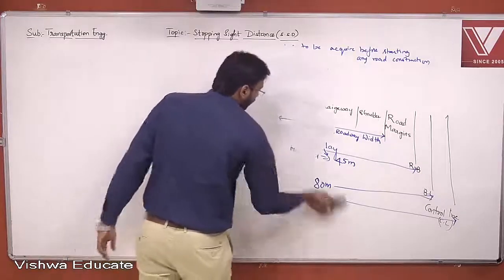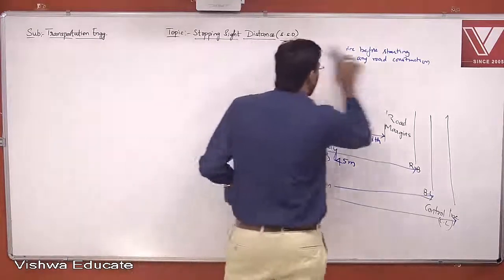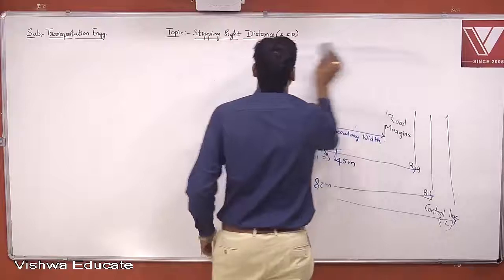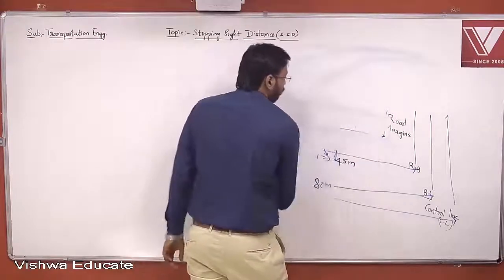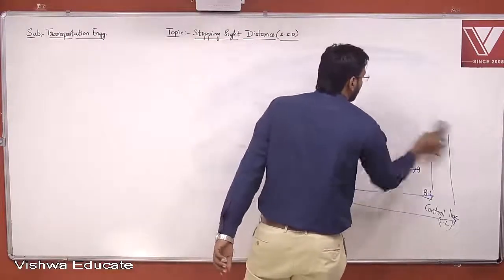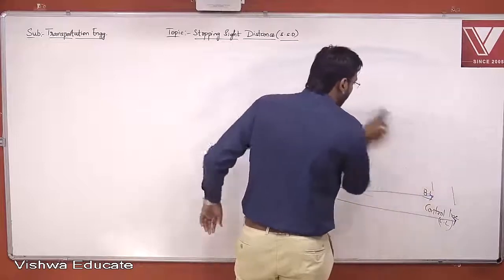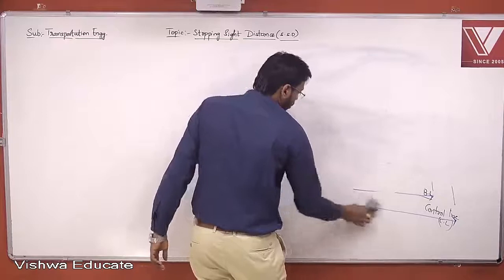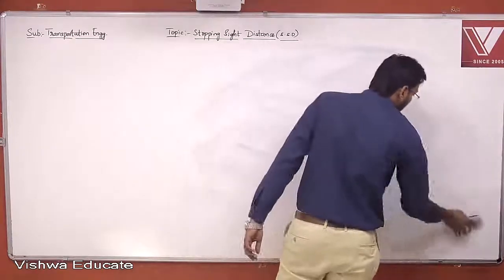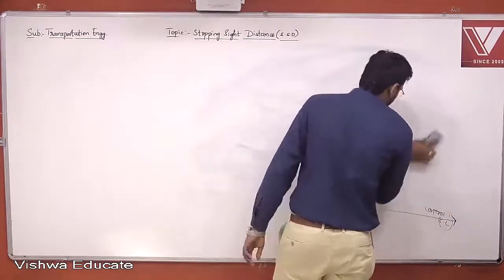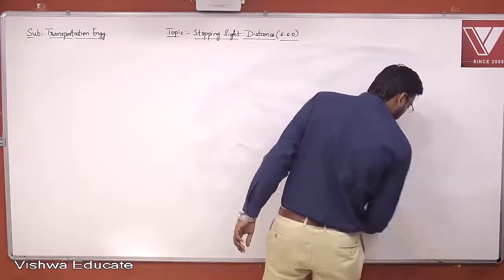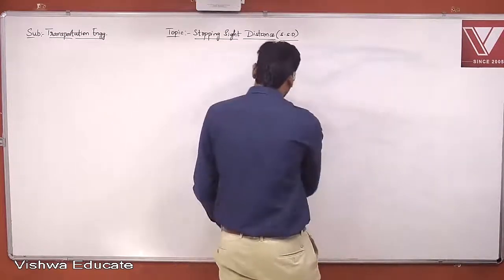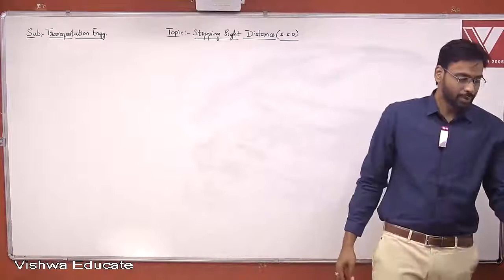So that's about the basics of geometry design. So now we'll start with the design of elements on the road. And the first element that should be considered in the roads is sight distances. Now we have 3 different types of sight distances.